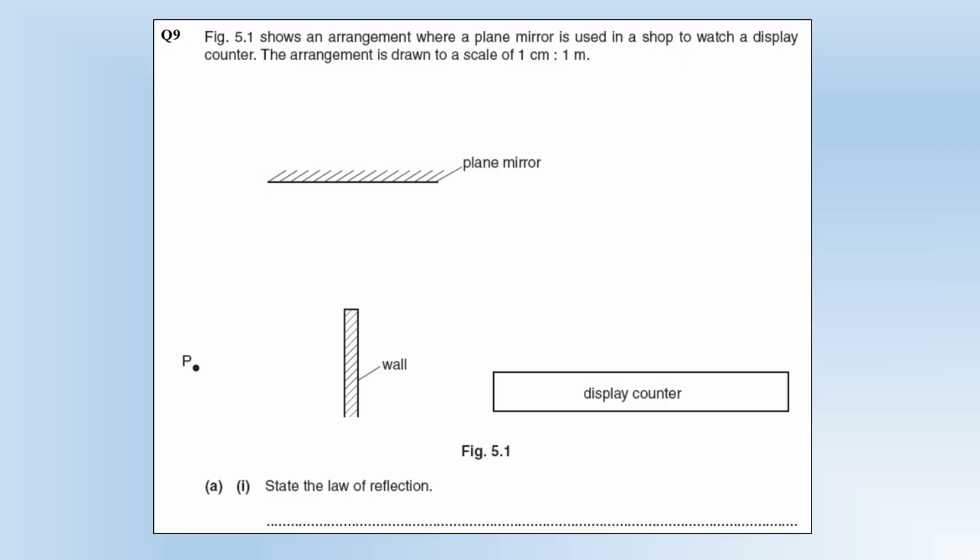The diagram shows an arrangement where a plane mirror is used in a shop to watch a display counter around a wall. The arrangement is drawn to a scale of 1 centimeter equals 1 meter. State the law of reflection. Well, angle of incidence equals angle of reflection.